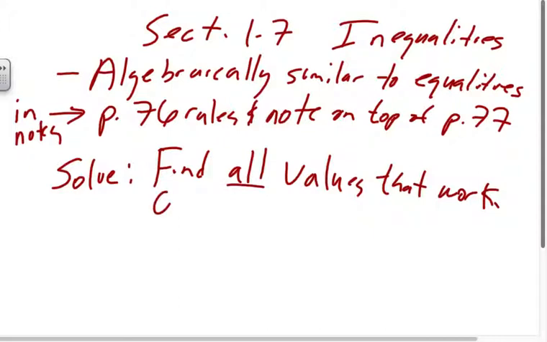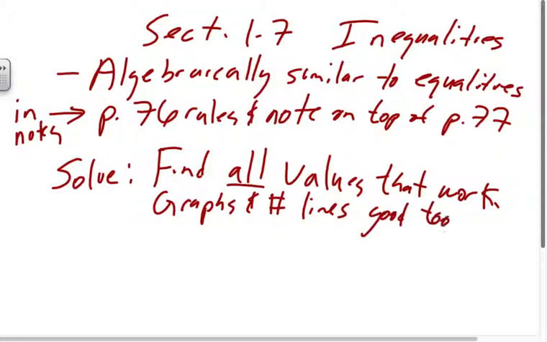Okay, graphs and number lines are good tools, both to help you solve them and to help you understand what it is that you're doing. So let's work through an example of a linear inequality.